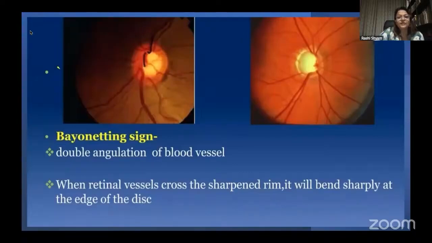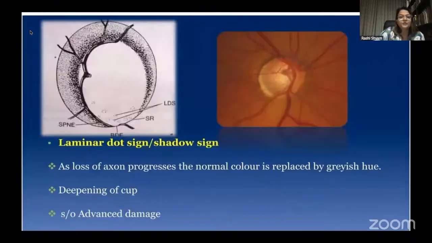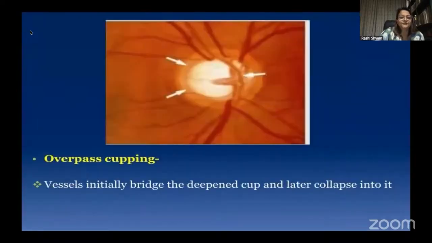It is going straight, and then it just angles one more time before it goes over the neuroretinal rim. So then you have the laminar dot sign. This is a more pronounced appearance of the lamina cribrosa perforations. Here, as there is loss of axons, it takes on a grayish hue and it has a deep cup. And then you see all these dots, which are the perforations that have become exposed. And this generally happens when there is advanced damage.